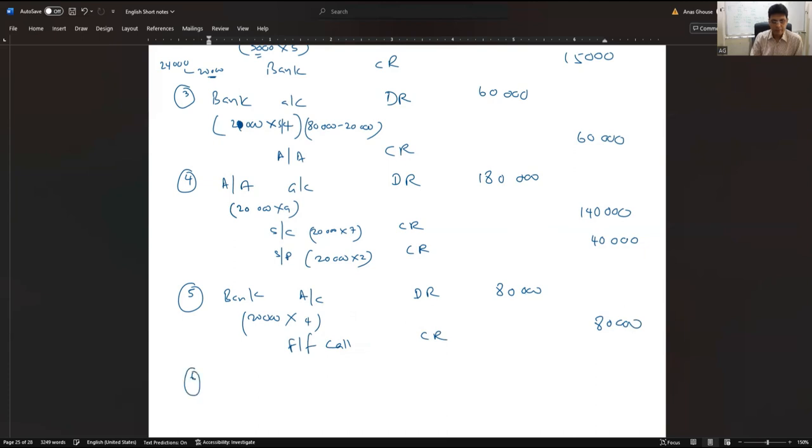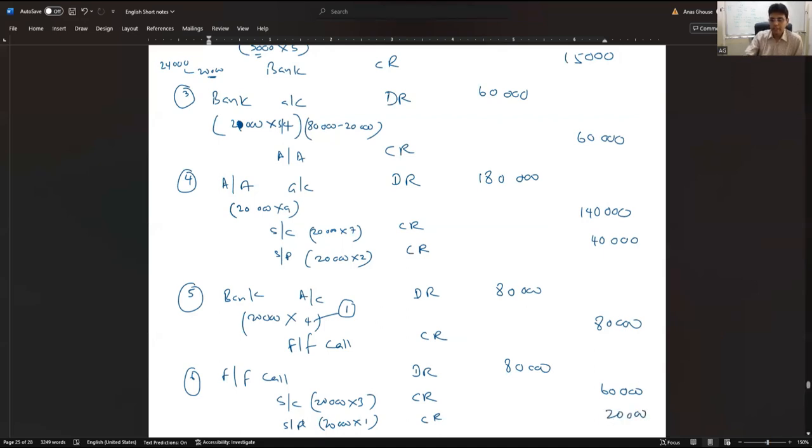Then finally, the first and final call will be debited with 80,000, and the share capital account will be credited. Now here 20,000 times 3, because this 4 includes $1 share premium. So therefore 60,000 will be credited, and the share premium account will be credited 20,000 times 1. That's going to be 20,000. So these are the journal entries. Now we'll move on to the ledger accounts.